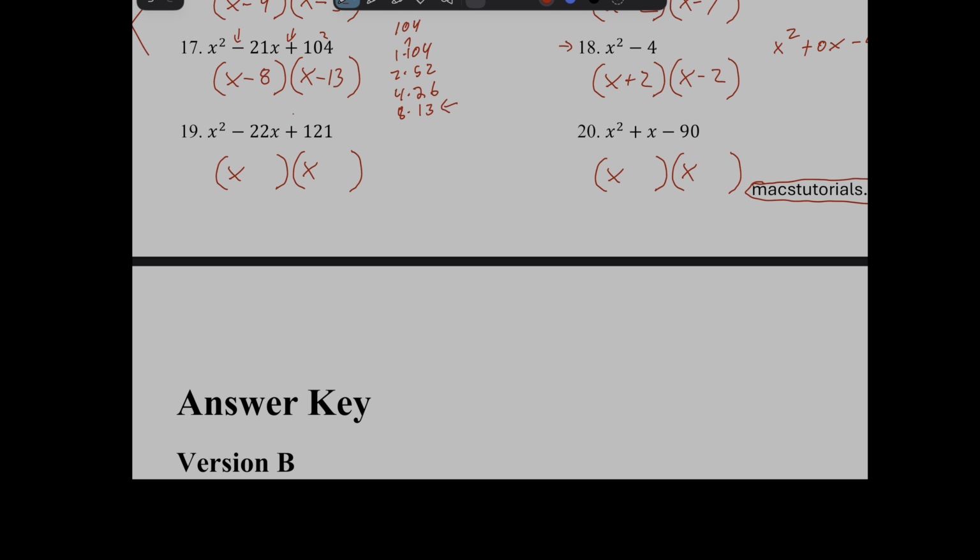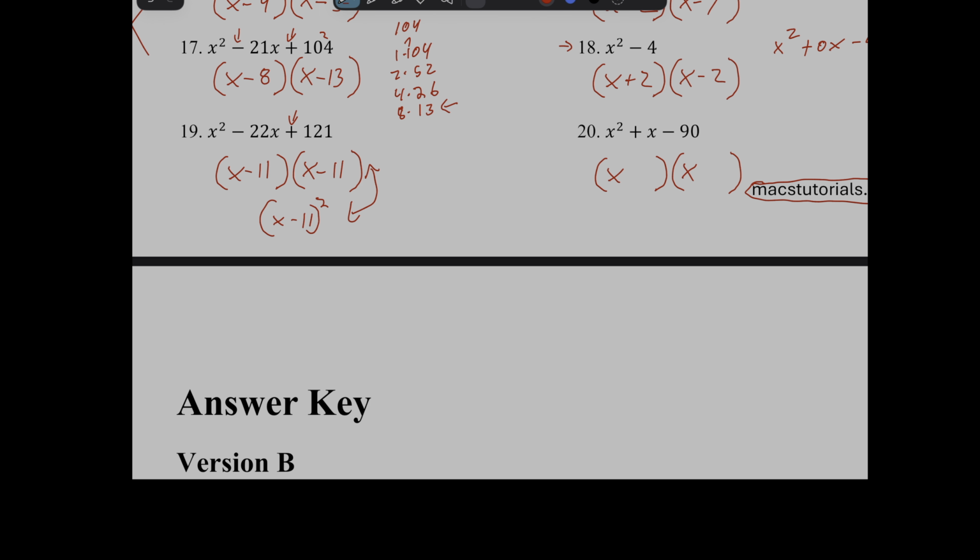All right, so the third term is positive. Signs are the same. Take the sign in the middle. What multiplies to 121 and adds to 22? That would be 11 times 11. And you don't have to, but in your answer key or your answer sheet, if it's a multiple choice, you will probably see the answer look like that. So just know that these two right here, they mean the same thing. Neither one is wrong. They're both right, but you might see it more the second way.